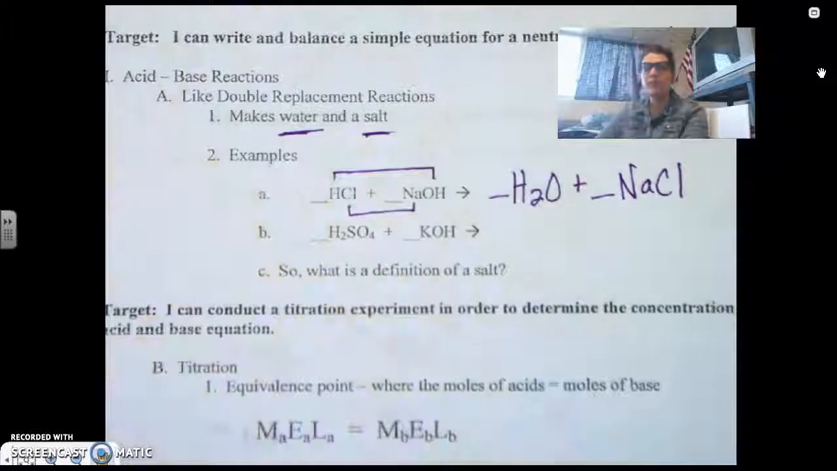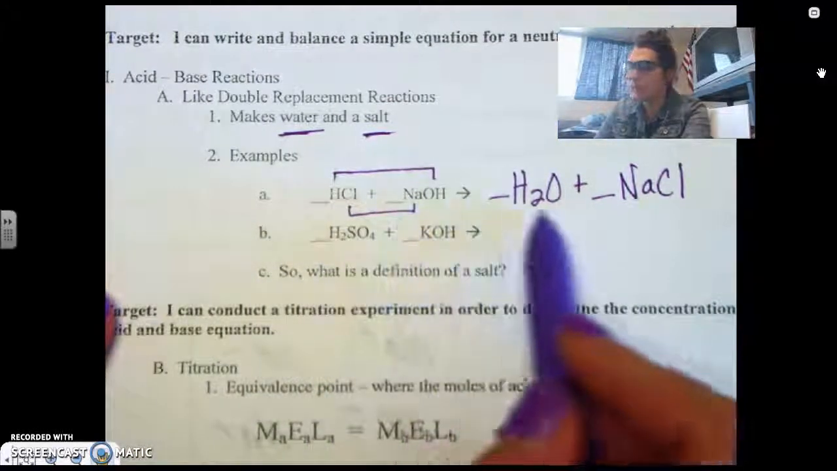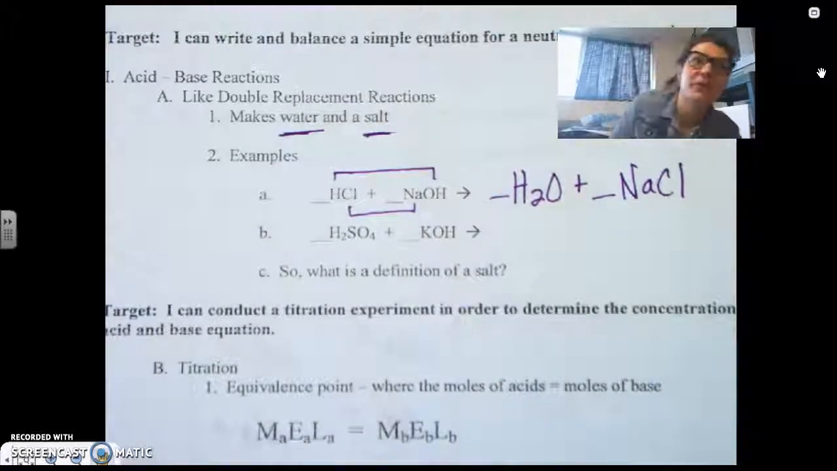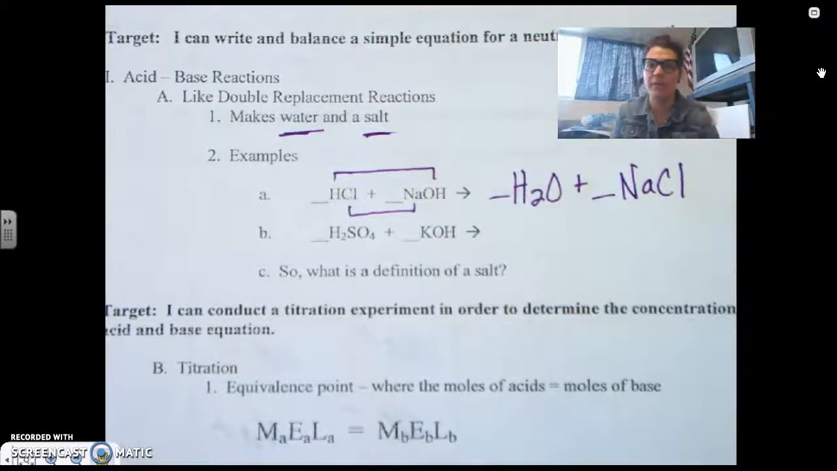And then just like before, we have to balance. Luckily, everybody's a 1 ratio, so we're already balanced. And that's pretty much it for neutralization reactions. We're going to talk about where we use these neutralization reactions when we talk about titrations. But let's look at one more example.